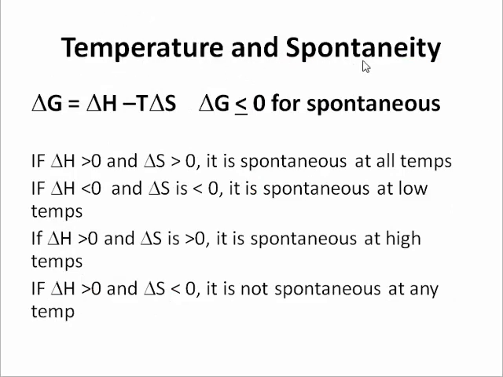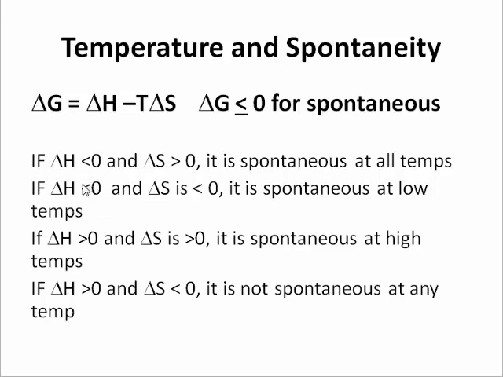Let's take a moment to think about how temperature can affect spontaneity. Delta G is delta H minus T delta S, and delta G must be less than or equal to 0 for a spontaneous process. Clearly, if delta H is negative and delta S is positive, delta G must be negative no matter what T is equal to, since T is always positive or 0, and the reaction is spontaneous at all temperatures. So if it's exothermic and the entropy is increasing, the reaction will always be able to go.